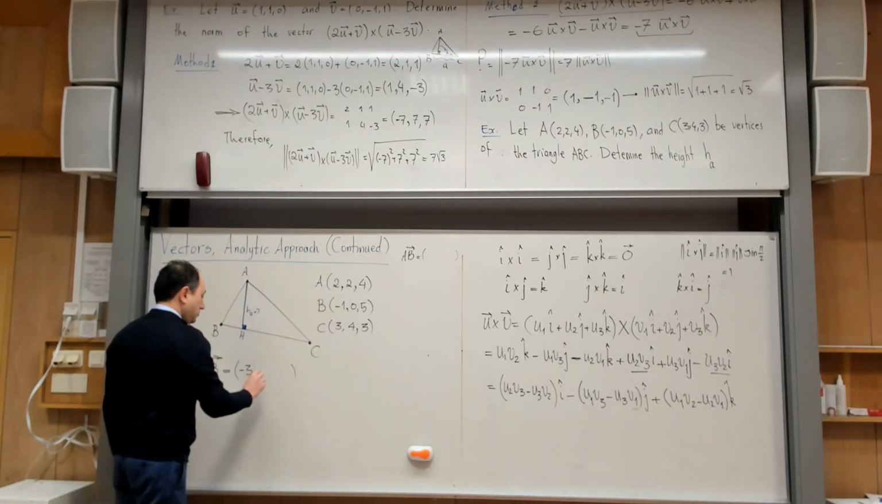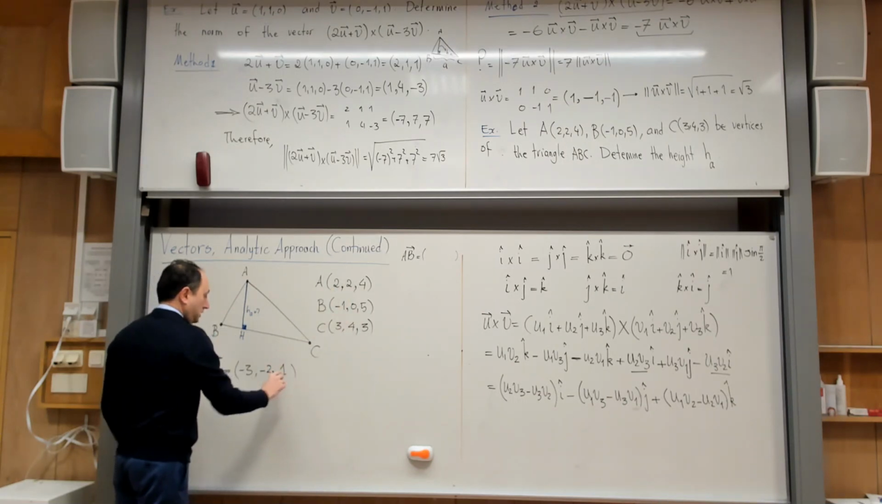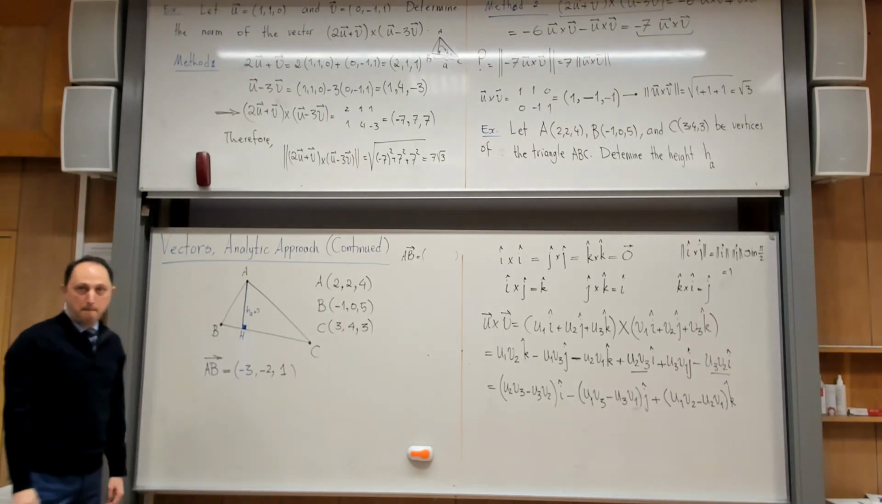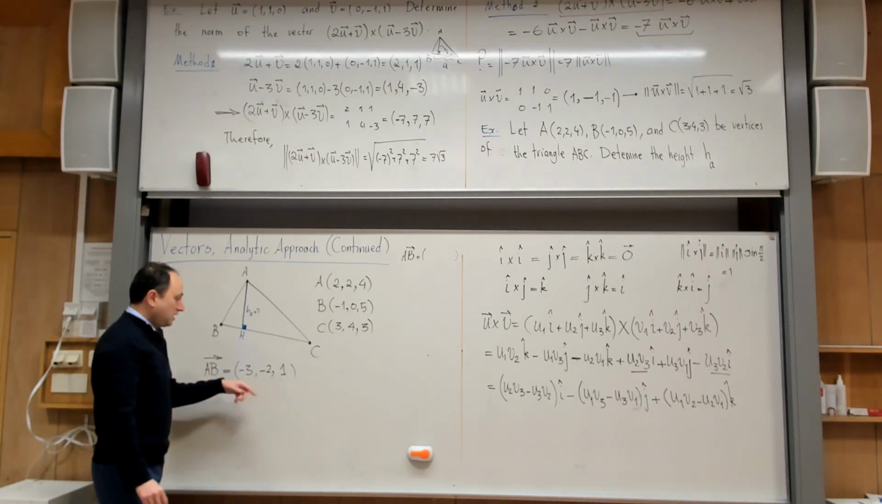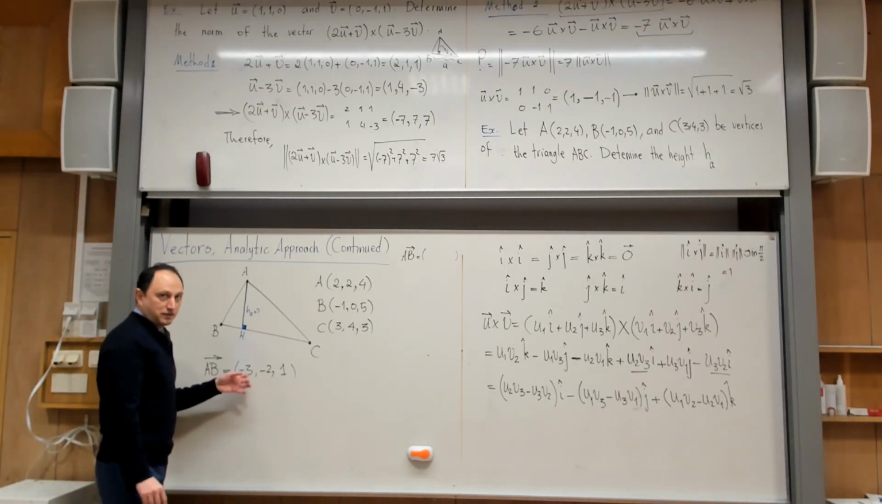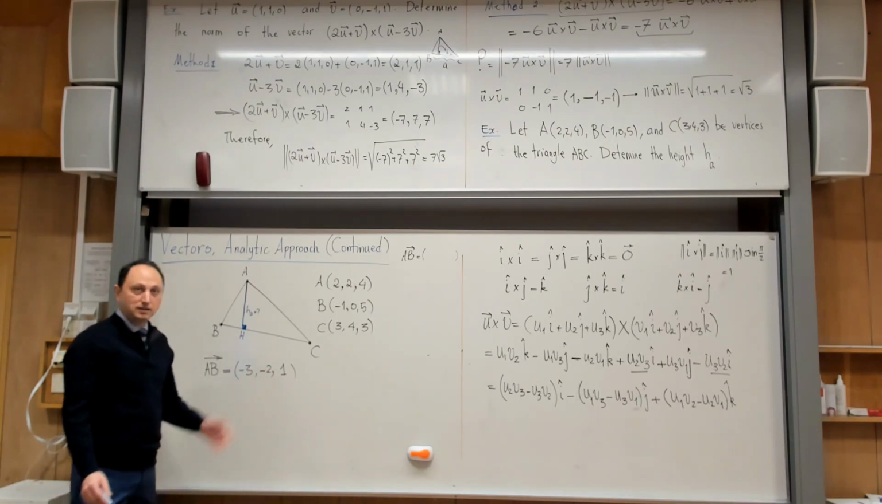0 minus 2 is minus 2, and then 5 minus 4 is 1. This is what you get for AB. Yes? But of course, if you have written the other way around, it is not sensitive. Your answer shouldn't be sensitive if you have written 3, 2, and minus 1. Exactly. But if you have written 3, 2, and 1, then that is sensitive.